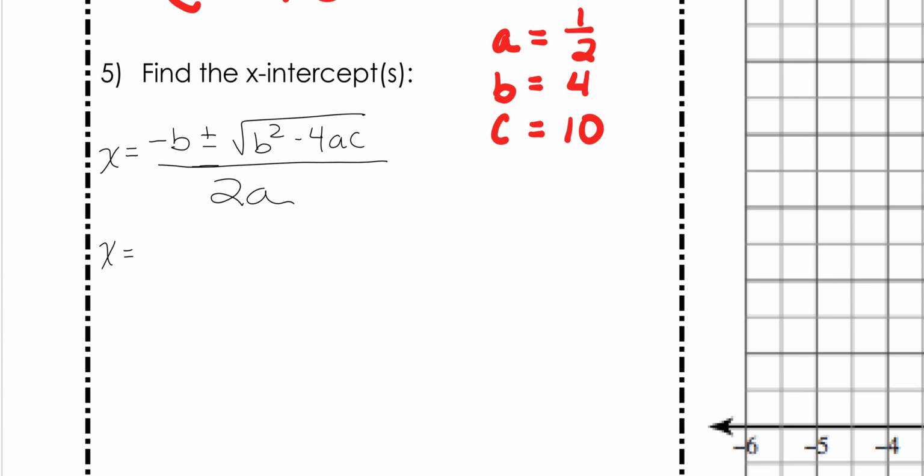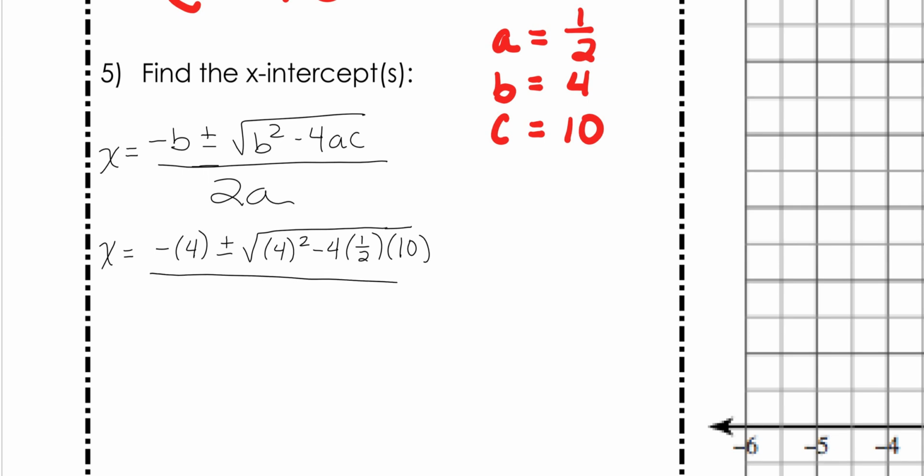So x equals negative, our b value is 4, plus or minus the square root, b squared. So 4 squared minus 4, a is 1/2, and then c is 10, all over 2 times a, which is 1/2.